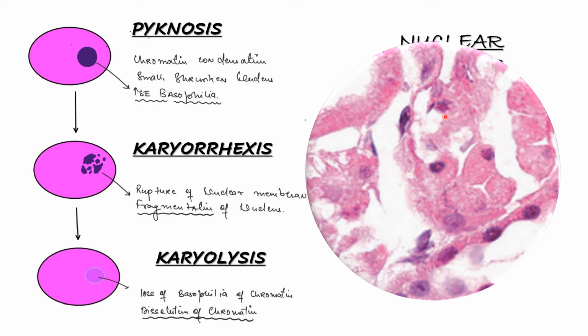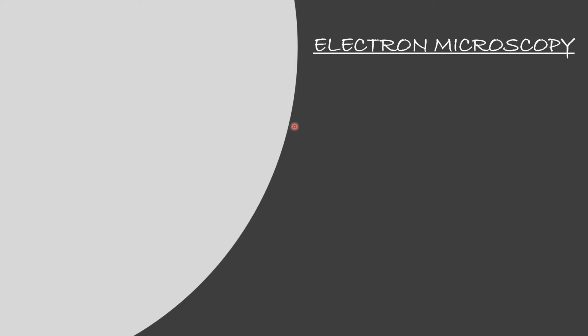So this is what you call pycnosis. Now you can see here that there is fragmentation of the nucleus. You can appreciate karyorrhexis, and in certain cells you cannot even appreciate a nucleus. So this is what you call karyolysis. Now, see under an electron microscope.